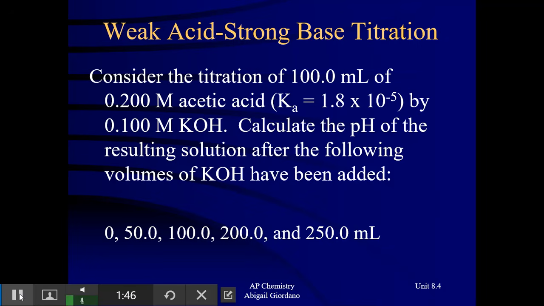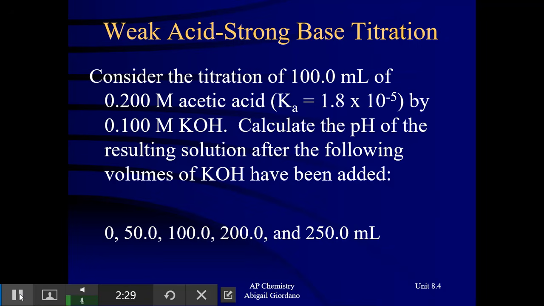We're titrating this with 0.1 molar KOH, which I know is a strong base. It's a group 1 hydroxide. Calculate the pH of the resulting solution after the following volumes of KOH have been added: 0, 50, 100, 200, 250. And guys, each one of these additions of base is going to give us a different situation. That's why I'm working through this massive problem. We're going to start this off very much like we did in the last video, which is to look at what the major species present are.